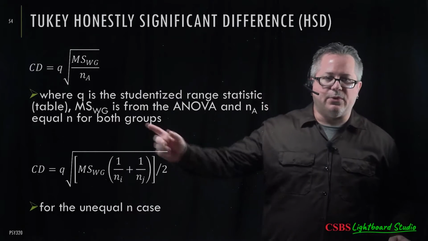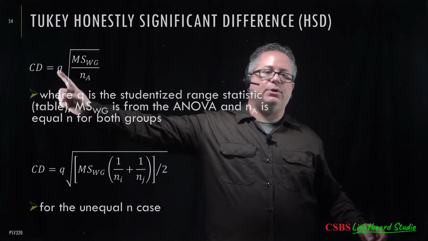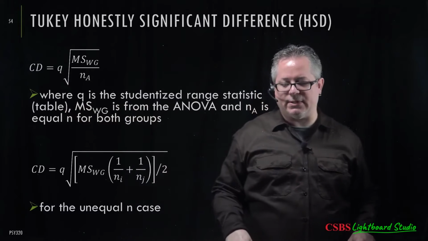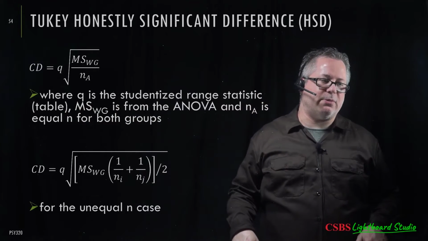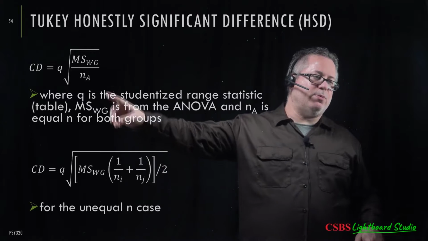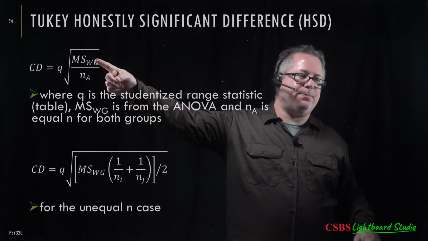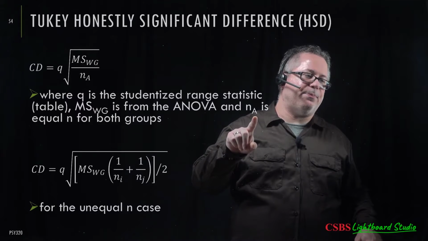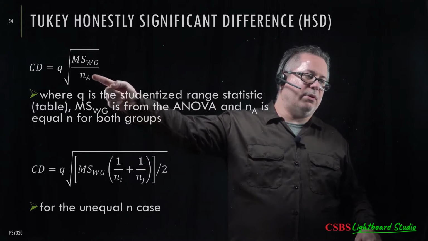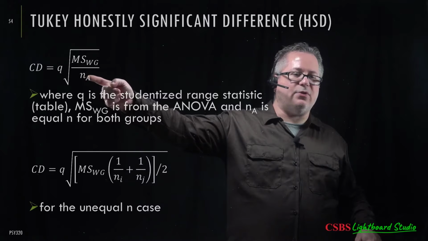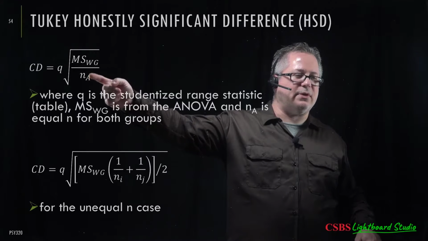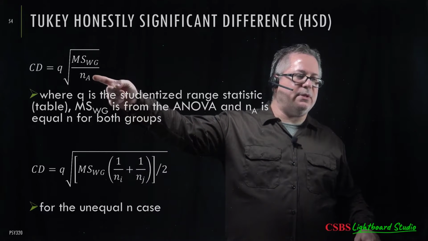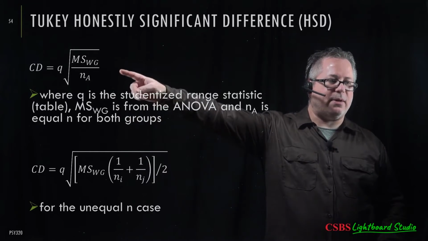All right, so here we have the critical difference, which is going to equal this Q value. The Q value comes from a table, the studentized range statistic table, which is oftentimes just referred to as a Q table. The MS within groups is just going to come straight out of the ANOVA. And this N refers to the n, assuming that the n's are equal. I forgot, it's called the harmonic n. It's assuming that you have equal n here, and you can divide by that n.